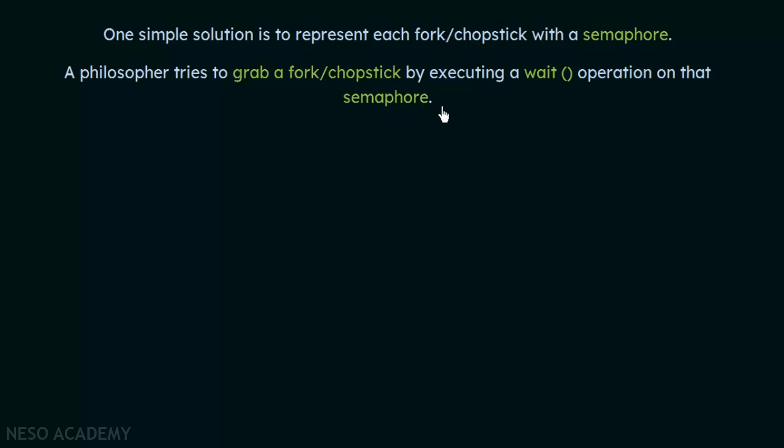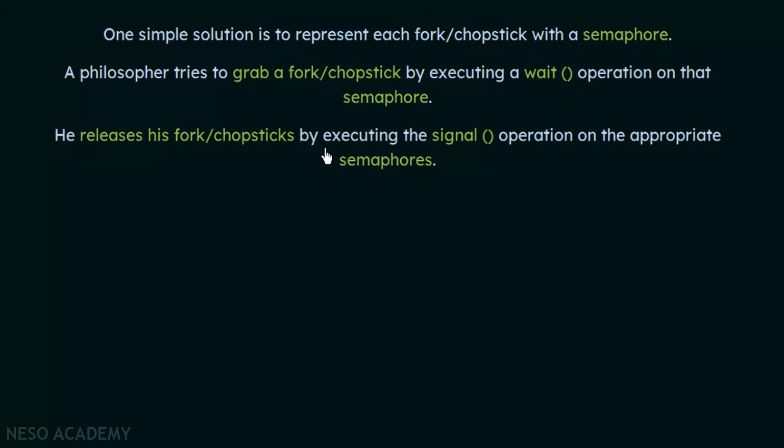So when a philosopher wants to grab a fork or chopstick, he will be executing a wait operation on the semaphore or the chopstick. We know what happens when a wait operation is executed on a semaphore. When a wait is executed, it implies that that particular process wants to use that semaphore and get hold of it. And when it gets hold of it, no other processes will be allowed to use that semaphore. Similarly, we will be applying this on the chopsticks or the forks that we have here. So the philosopher will execute a wait operation on the chopstick when he wants to use it. And then he releases his fork or chopstick by executing the signal operation on the appropriate semaphores.